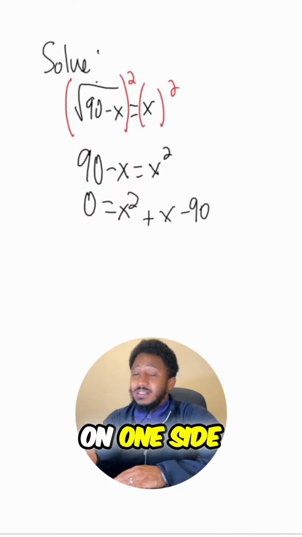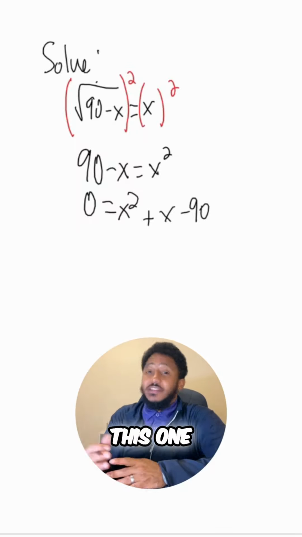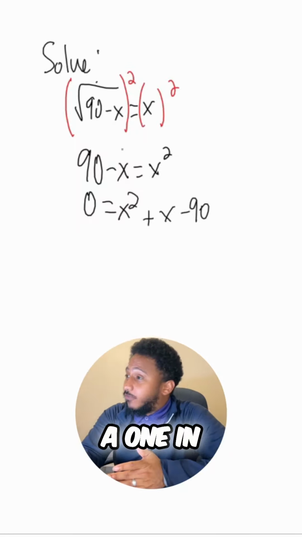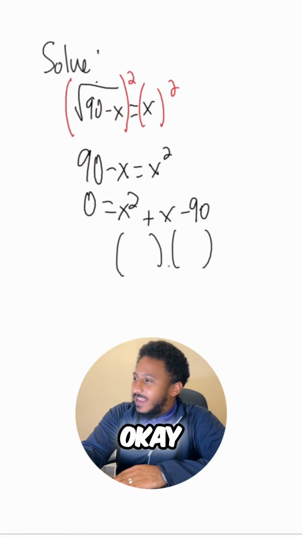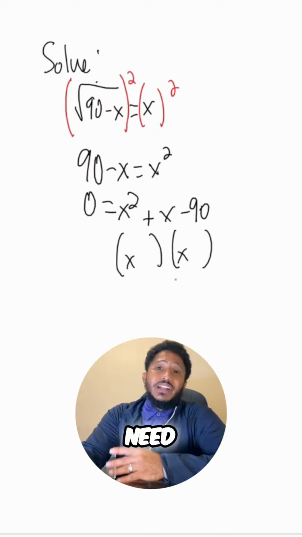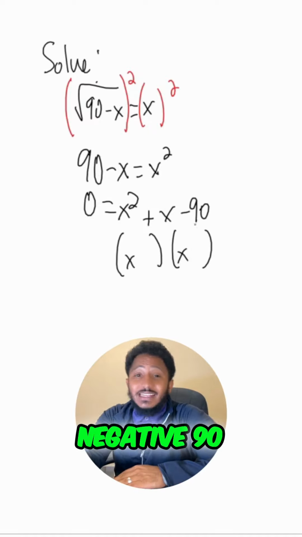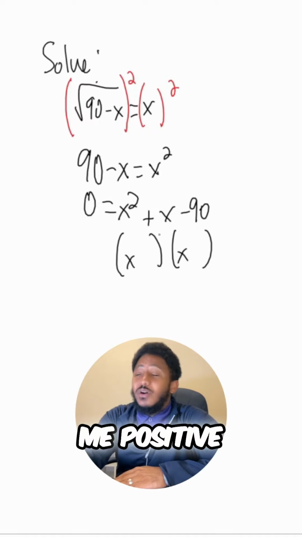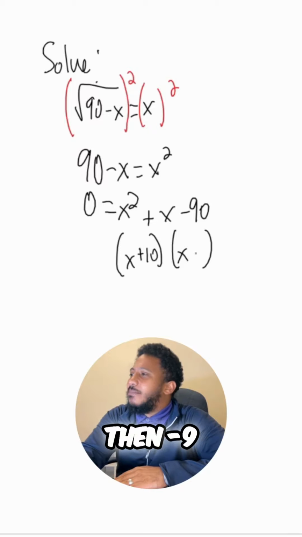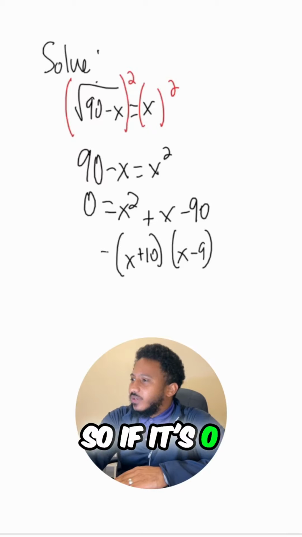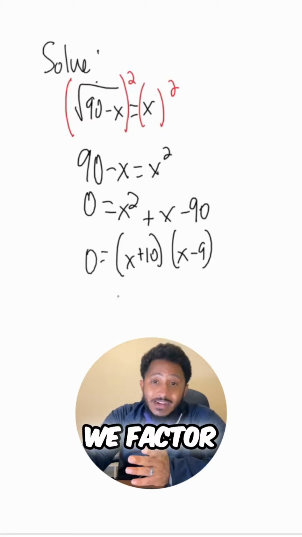Okay, so we got 0 on one side. Now let's try factoring the other side. This one is 3 terms with a 1 in front of the x squared. We can go straight to double bubble, x and x. Now we need numbers that multiply to give negative 90 and add to give positive 1. Here we would say, oh, that's plus 10 and minus 9. Got it. All right, so get 0 on one side, we factor the other side.